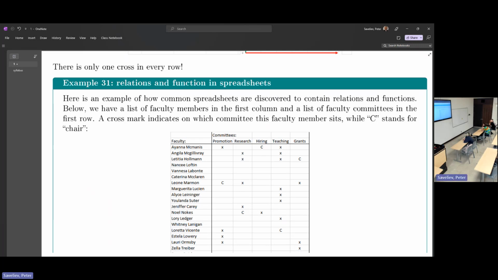Well, first of all, you do see a relation, right? You have the faculty on the left, the committees at top, and the crosses, including c's, are a relation. That's it. So that always works out. But what about functions? Do you see functions? Say there's no function, or at least no readily apparent function, where you plug in something and you obviously get a Y.